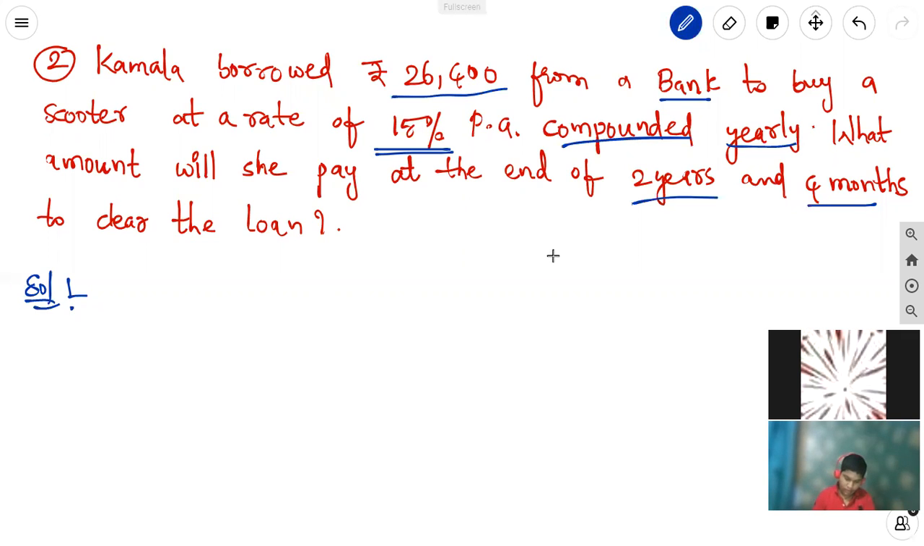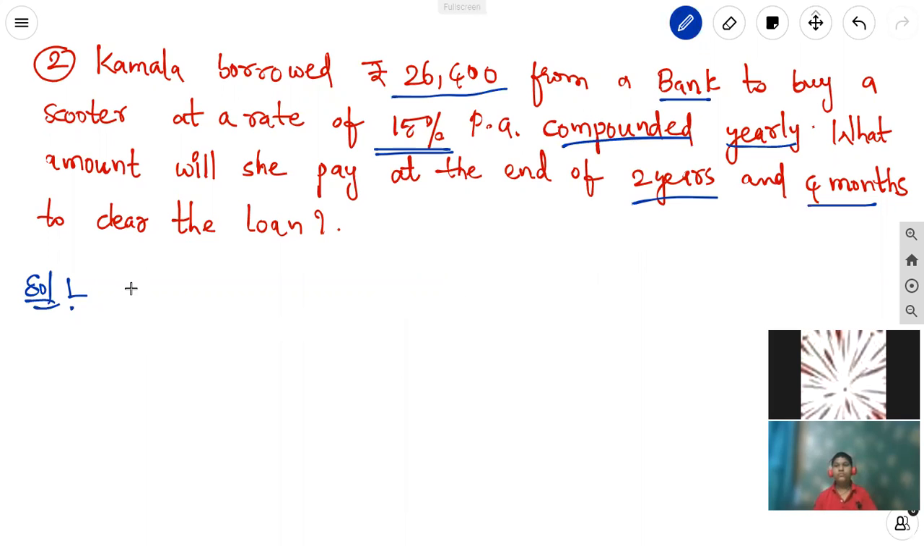First of all, we find the amount compounded yearly for 2 years. After that, we take that compounded amount as the principal after 2 years and apply simple interest for the remaining 4 months. The interest we get is added to the compounded amount after 2 years. That total is what she pays to the bank to clear the loan.